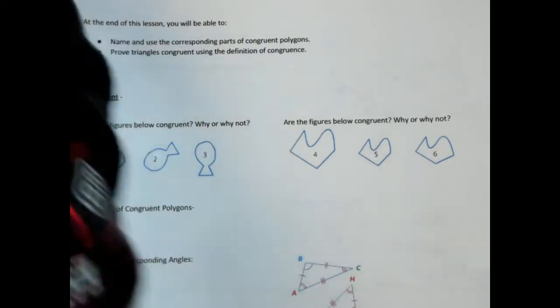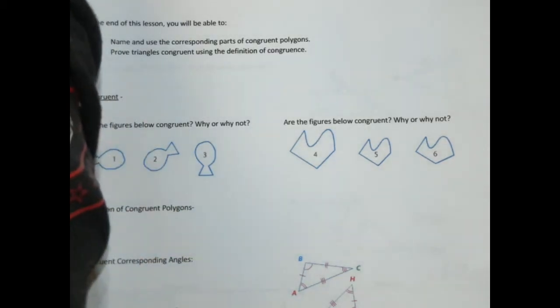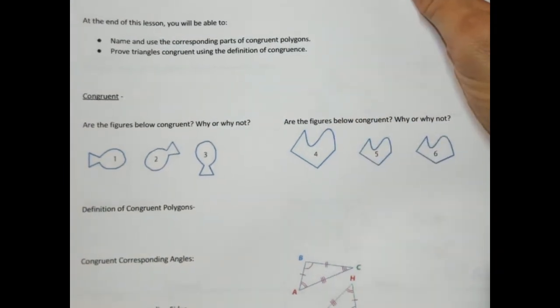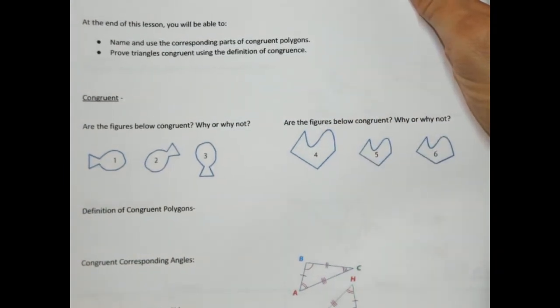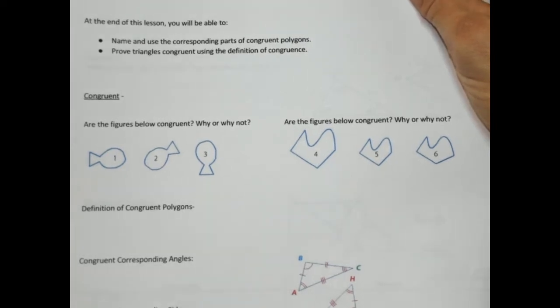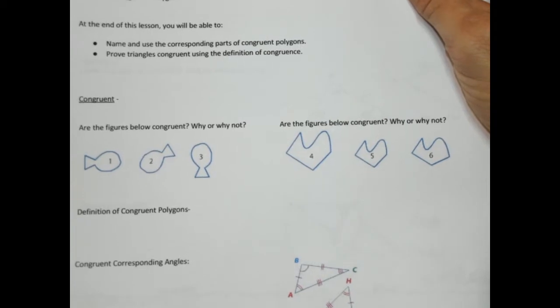Hey everybody. So today we're going to talk about chapter 6, section 1, which is all about congruence and congruent polygons. Basically, we're going to talk about what a congruent statement is and how we use it. And we're going to talk a little bit about proofs, and I'll show you how those work. But when you do proofs, don't be too concerned. They're not going to be as complicated as they appear.